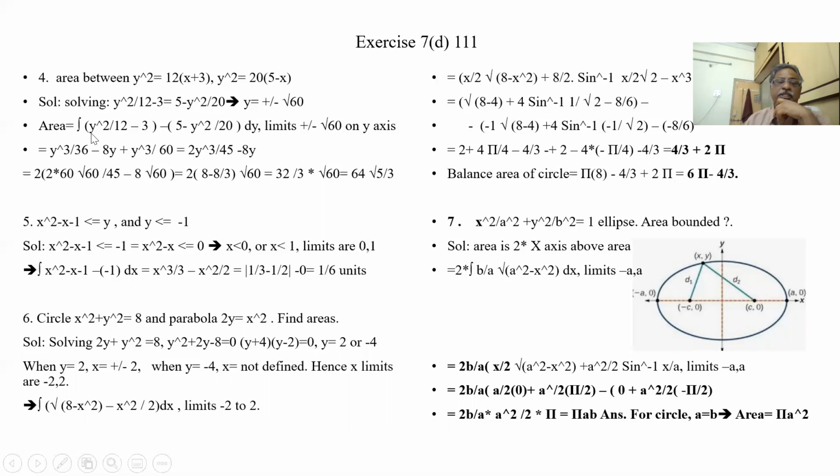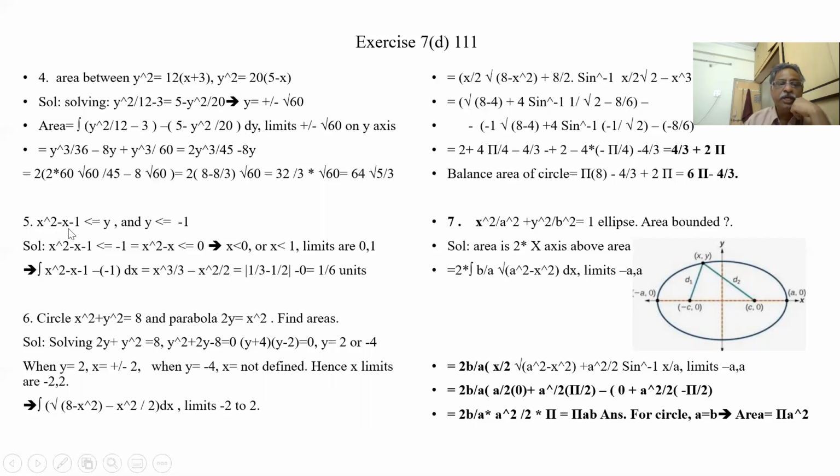So here, what is x? It is y square by 12 minus 3, minus (5 minus y square by 12) dy. When you solve this, the limits are between minus 60 and plus 60. If I substitute minus 60, this is also minus, so both minuses will become plus. That is why I put 2 into, and substitute plus root 60. So I'm getting 64 root 5 by 3. Here, instead of going for dx, I'm going for dy because I can easily have the y limits.